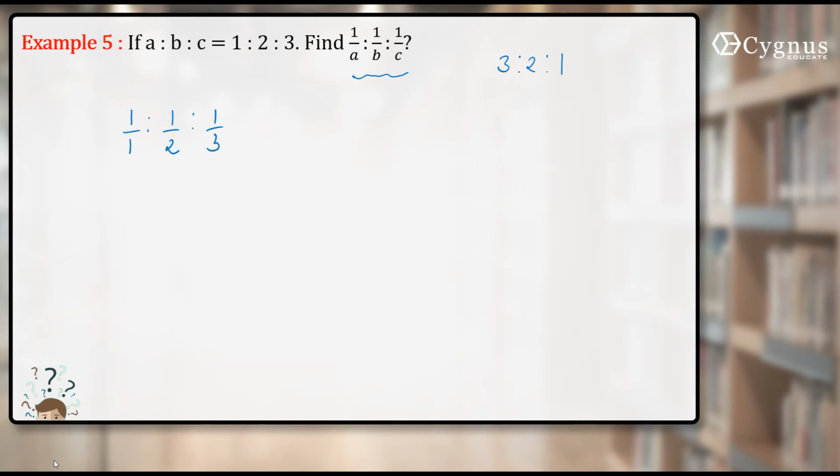So I need to find this one. Yes or no? Let's see. 1 by 1 is to 1 by 2 is to 1 by 3. This is the correct answer. I know that. But this is not in the simplest form. Let's try to convert all these fractions in terms of integer. Now look at these denominators 1, 2, and 3. What's the LCM of 1, 2, 3? It's 6. So let's multiply all the values by 6 here.